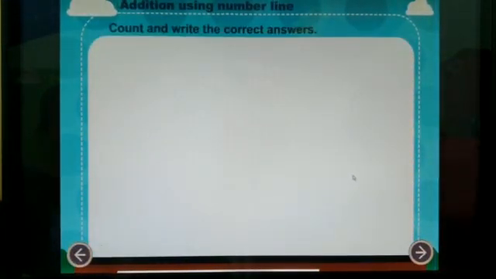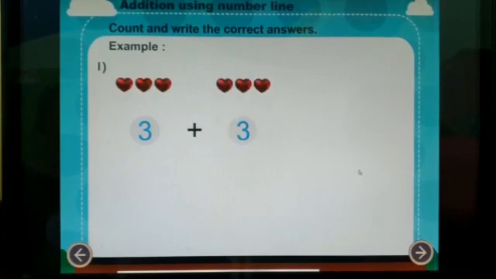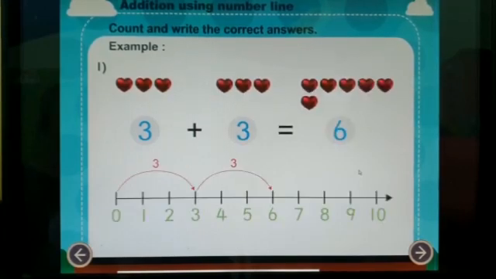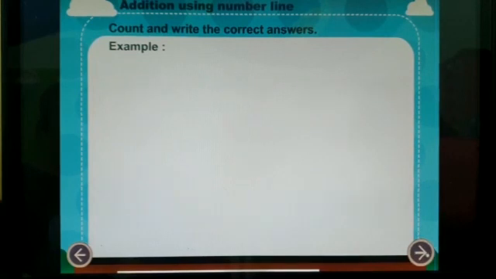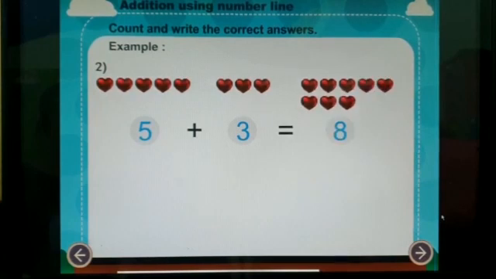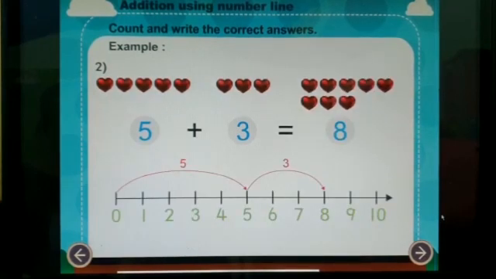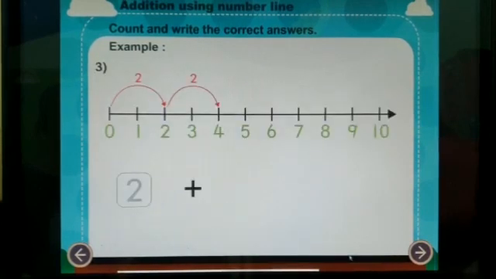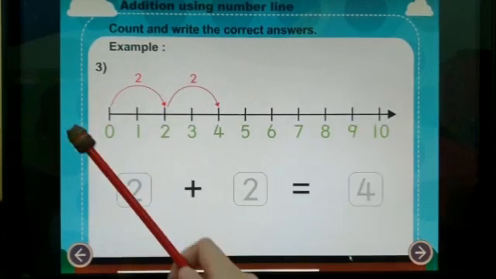Addition using number line. Count and write the correct answers. Example, 3 plus 3 equals 6. Example, 5 plus 3 equals 8. Example, 2 plus 2 equals 4.